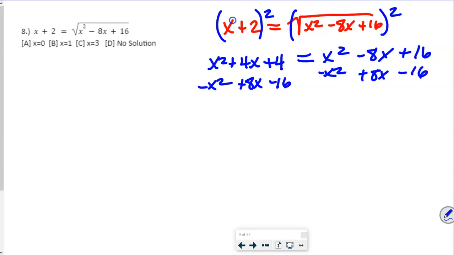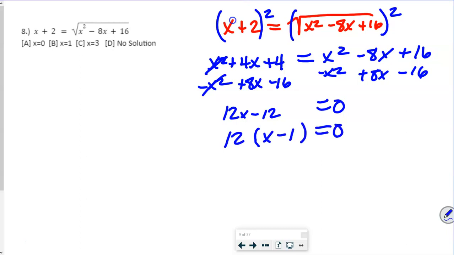So now everything over here is gone. So we have x squared minus x squared. The x squareds go away, right? So we got 12x minus 12 is going to be equal to 0. So we can factor out the 12. That leaves us x minus 1 equals 0. If we divide by 12 from both sides, then that just leaves us x minus 1 equals 0. So x is equal to 1.